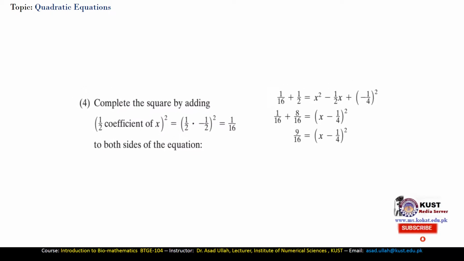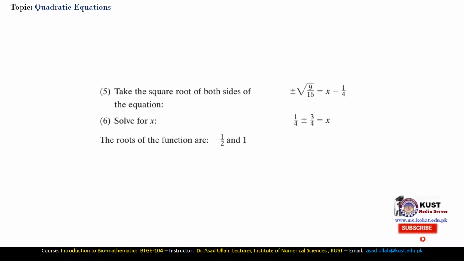Now to complete the square, in step 4 we add 1 over 2 times the coefficient of x, whole square, on both sides, that is 1 over 16 in this case. So adding 1 over 16 to both sides, we get 1 over 16 plus 8 by 16. The right hand side is a complete square, that is a square plus b square minus 2ab, which is equal to x minus 1 over 4 whole square. After simplification, we get 9 by 16, which is equal to x minus 1 over 4 whole square.